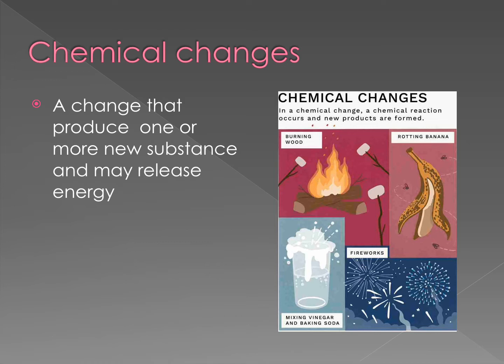In the picture you can see a rotten banana. Once the banana has rotten, it will not go back to its old shape. So it is a chemical change. If you add vinegar and you add baking soda, what happens, you will see, try it at home. It is a very fun experiment. I'm pretty sure your teacher has done it for you at school, but try it at home.